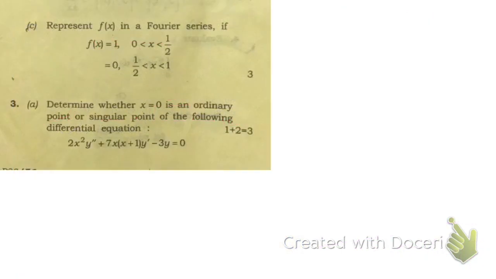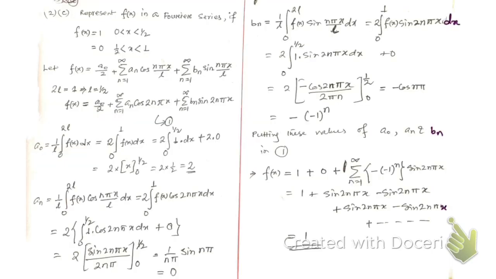Now let us solve question number 2c. This is the function f of x: when x is greater than 0 and less than half, it is 1, and when x is between half and 1, then it is 0. Now this is the solution here, you see. So the given function is f of x, which is equal to 1 when x is greater than 0 and less than half, right?